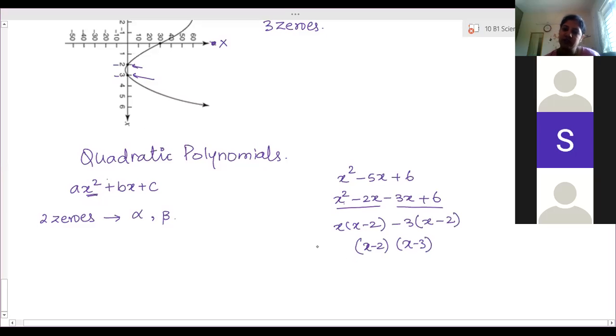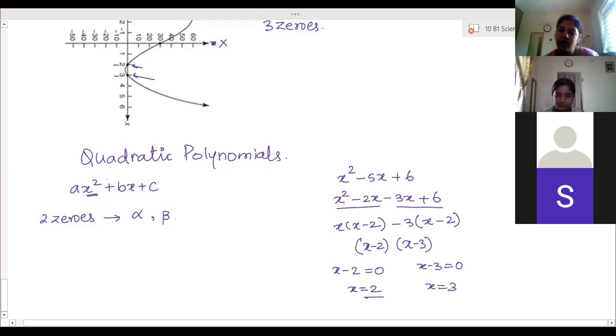Now from the factors, to find the zeros we equate both these brackets to 0. So x minus 2 is equal to 0 and x minus 3 is equal to 0. So the value of x is 2, and the value of x is 3. So 2 and 3 are the zeros of this polynomial. So alpha is 2, beta is 3. It's clear? So what do we mean by zero of the polynomial?